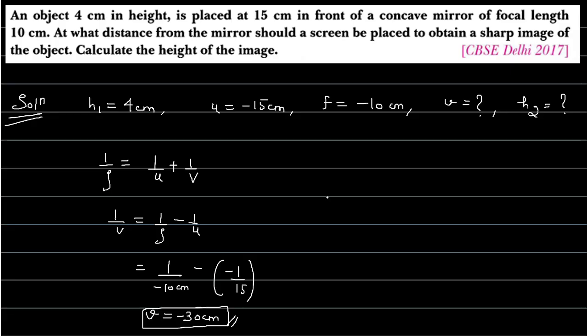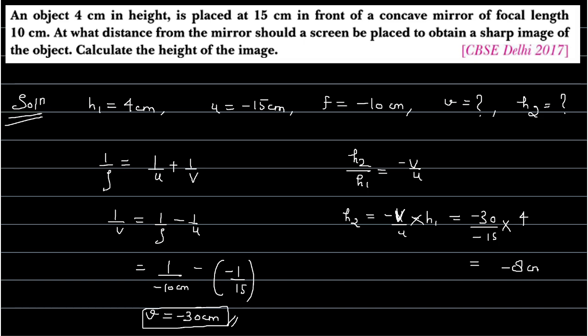v comes out to be minus 30 centimeter. Now h2 upon h1 would be minus v upon u. So h2 comes out to be minus v upon u into h1. Minus 30 upon minus 15 into 4, that is minus 8 centimeter. One minus is also here, right? It's a simple question. I just directly solved it.